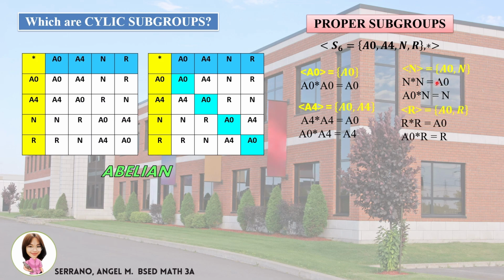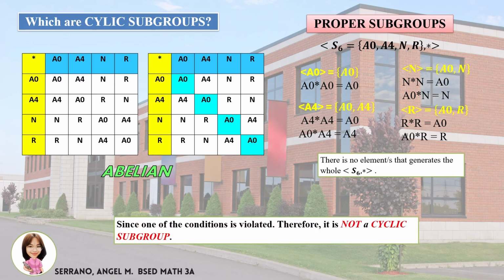And lastly, it is also not a generator of S sub 6, for a similar reason as with A0 and A4. Therefore, there is no element that generates the entire group of S sub 6 under binary operation star. Since one of the conditions is not satisfied, we can conclude that it is not a cyclic subgroup.